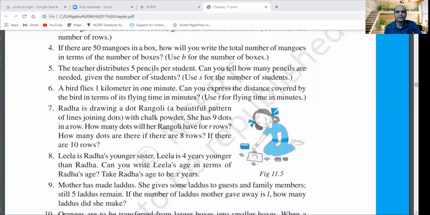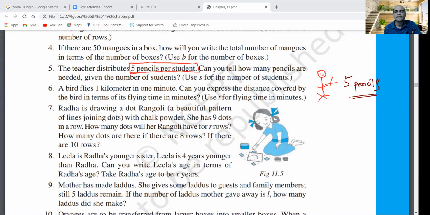Question number 5. This is very interesting. The teacher distributes 5 pencils per student. Now understand, suppose this is your teacher. He distributes pencils to you. Everyone will be given pencils by the teacher. Who can tell me the meaning of five pencils per student? Per student means one student gets how many pencils? 5 pencils. Good. One student gets 5 pencils.